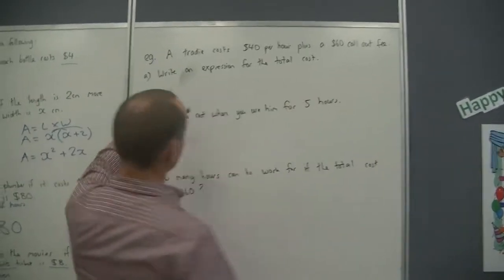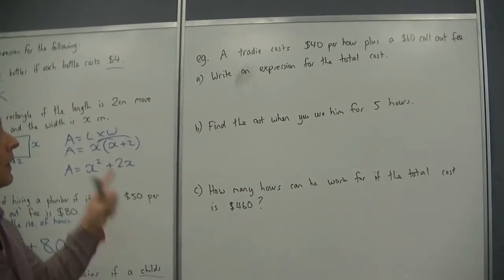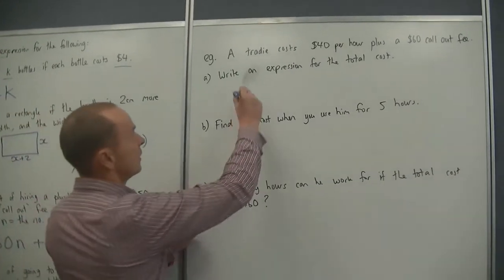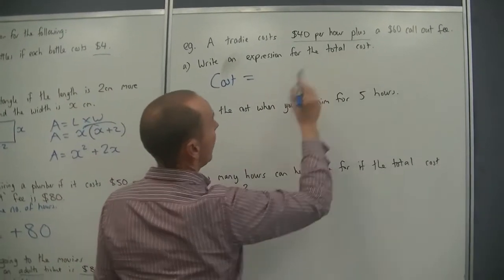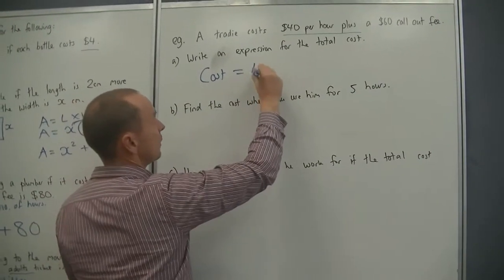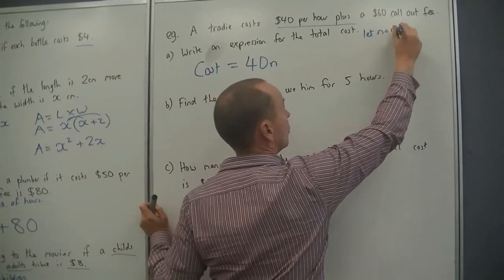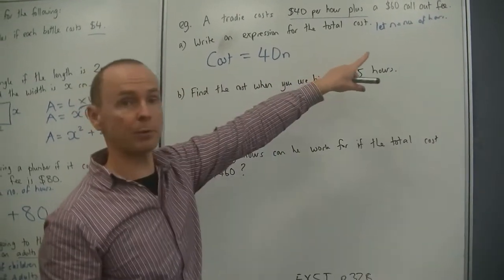Next one. A tradie costs $40 per hour plus a $60 call-out fee. Write an expression for the total cost. So I'm actually going to write an equation for this. So the total cost is equal to $40 per hour, so 40 times n, and I forgot to define the variable. Let n equal number of hours. So make sure you define the variable first.